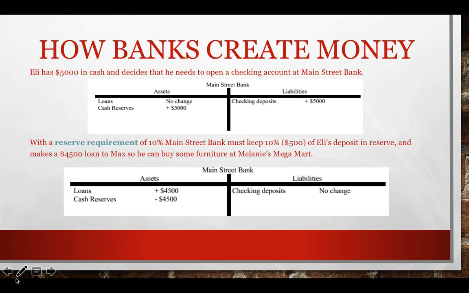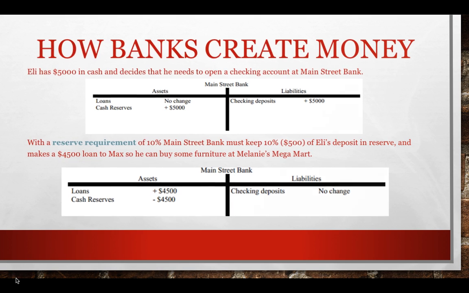But there is a reserve requirement in this economy of 10%. So the bank must keep $500, which is 10% of his deposit, in reserve. And they want to be able to loan out $4,500. This is how banks make money. They want to loan out whatever they can because they charge interest. And whenever that person pays back the money, they're able to make some profit on the interest rate. So Main Street Bank keeps $500 in reserve, and they loan out $4,500 to Max so he can buy some furniture at Melanie's Mega Mart.